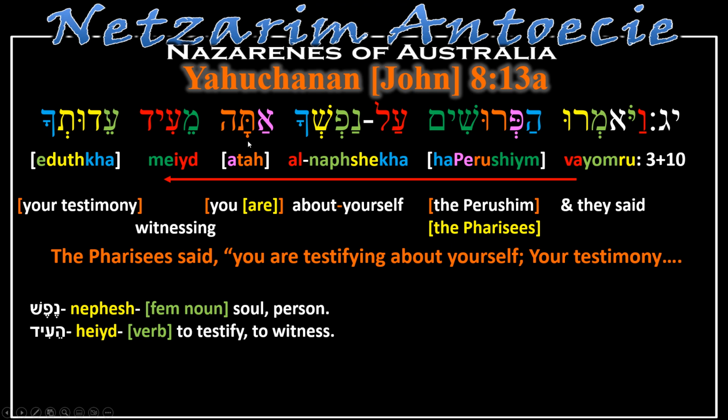Then we get ata, you, me'id, witnessing, edutcha, your testimony. Now, he'id is a verb, to testify, to witness. So you are witnessing your testimony. Right, so the translation is the Pharisees said, you are testifying about yourself, your testimony. So it's like there's a comma after this one, right? Your testimony.